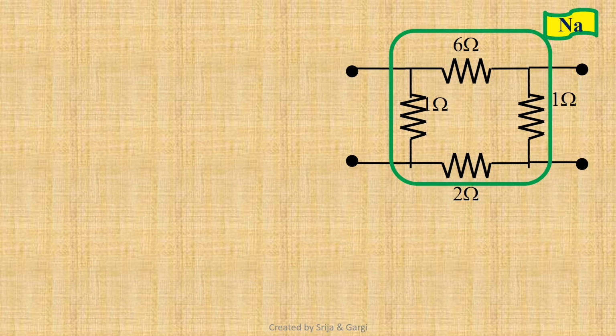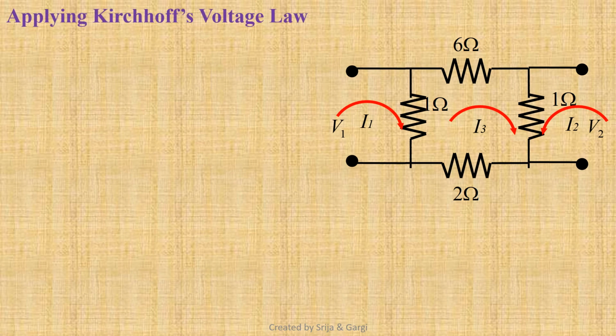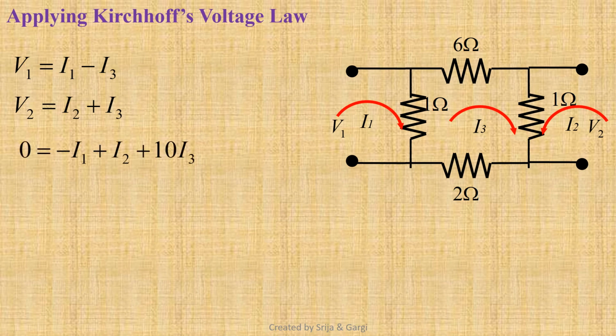Let the input and output port voltages be V1 and V2 and the loop currents I1, I2 and I3. Applying Kirchhoff's voltage law, from loop 1 we can write V1 equals I1 minus I3. The second equation we obtain is V2 equals I2 plus I3. From the middle loop we can write 0 equals minus I1 plus I2 plus 10 I3. Therefore, we can write I3 equals 0.1 I1 minus 0.1 I2.